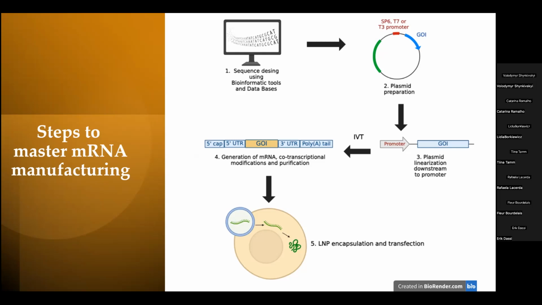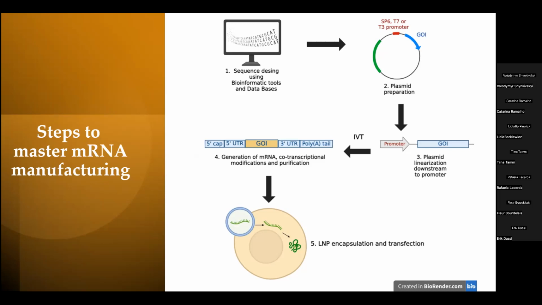Then an important step is the linearization of the plasmid vectors. This step is really important in order to generate mRNA of specific length. Otherwise, RNA polymerase will start from the promoter and will go round and round the plasmid vector, generating mRNAs of varying lengths. So the linearization step is a must. And then we proceed with the in vitro transcription reaction.